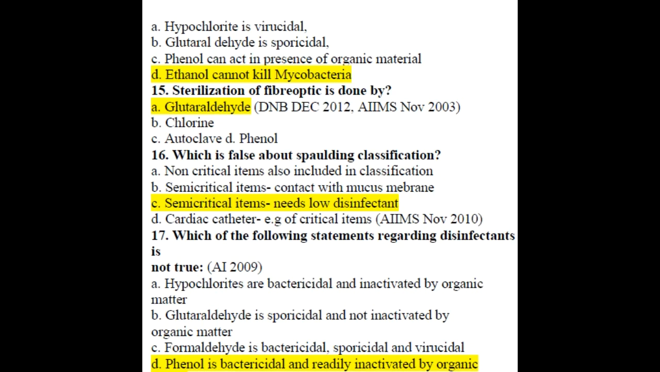Next question. Which is false about Spaulding's classification? Spaulding's classification divides devices into critical, semi-critical and non-critical. First option, non-critical item is included in classification. True. Semi-critical item contacts with mucous membrane. True. Semi-critical item needs low-level disinfectant. Not low-level, it should require at least medium-level disinfectant. Cardiac catheter is an example of critical items. Yes, anything which comes in contact with broken skin or inside the skin, that is a critical item.